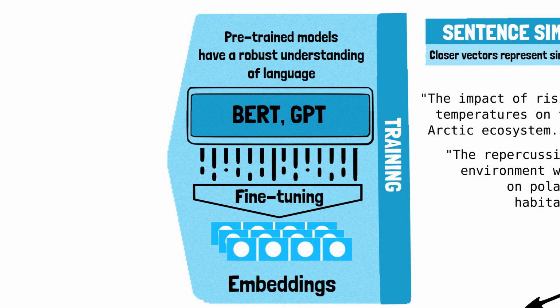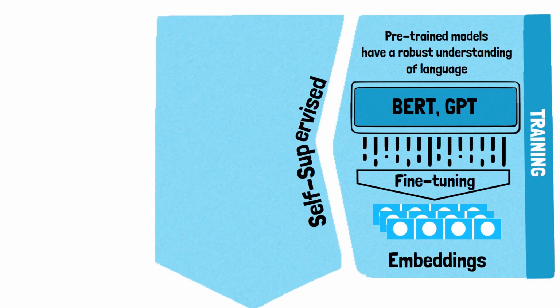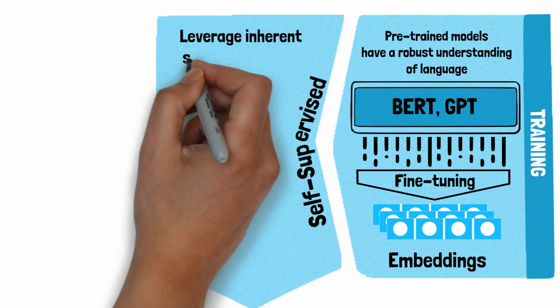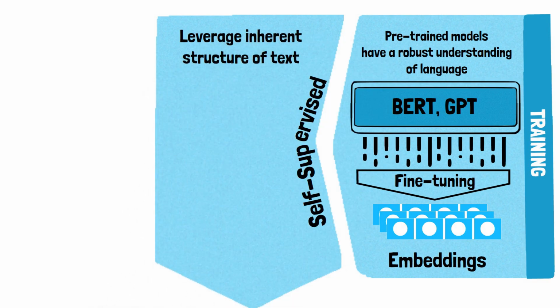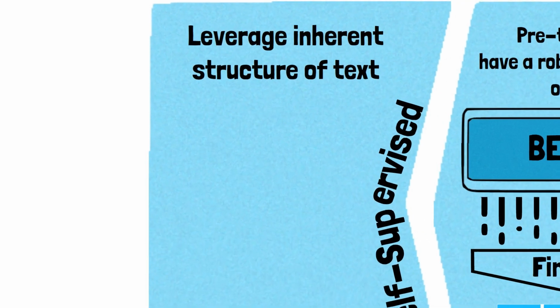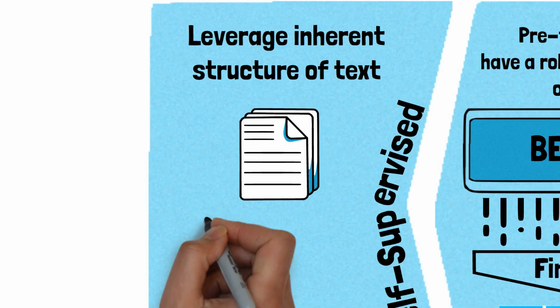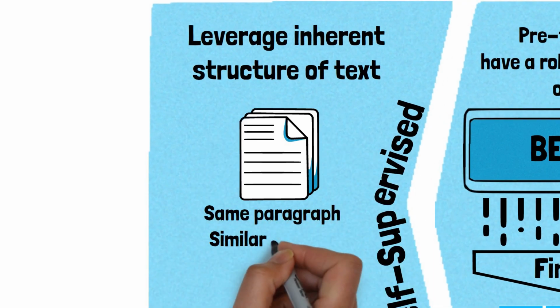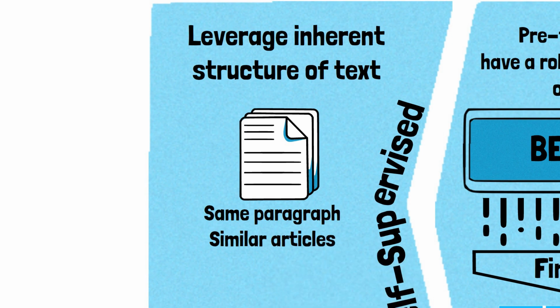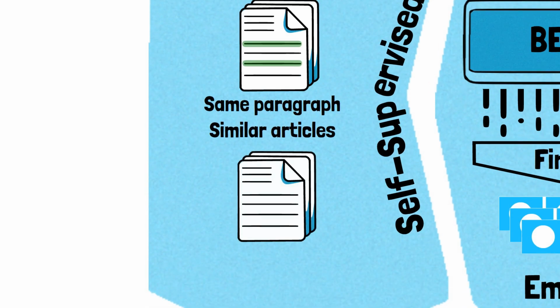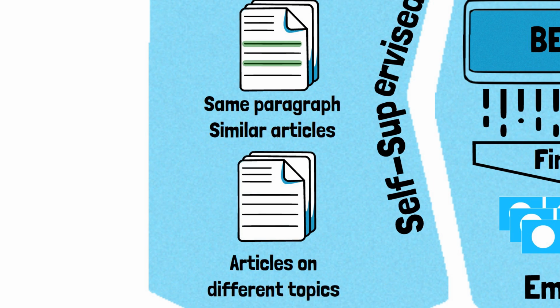One training approach relies on using the inherent structure of data to teach the model which sentences are similar and which are not. For example, sentences from the same paragraph or similar articles could be considered as similar, while those from different topics are treated as dissimilar.